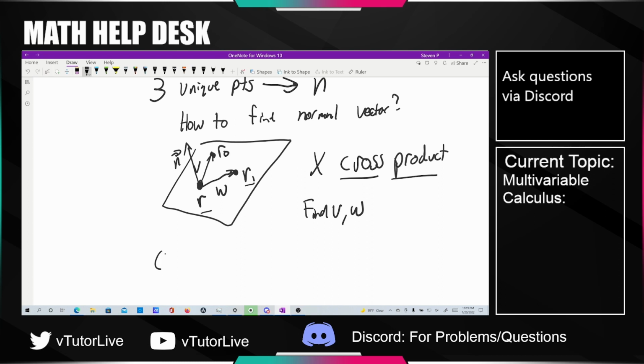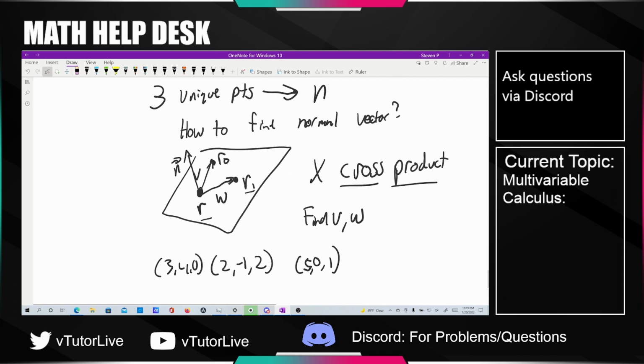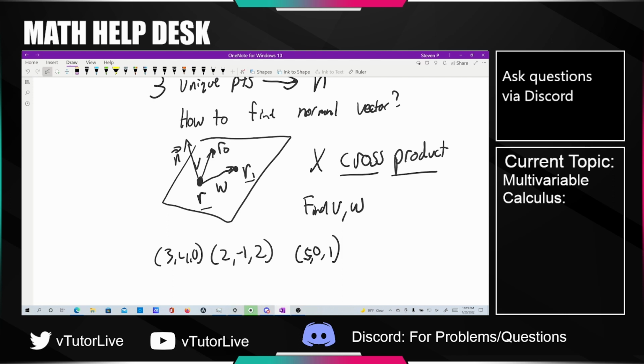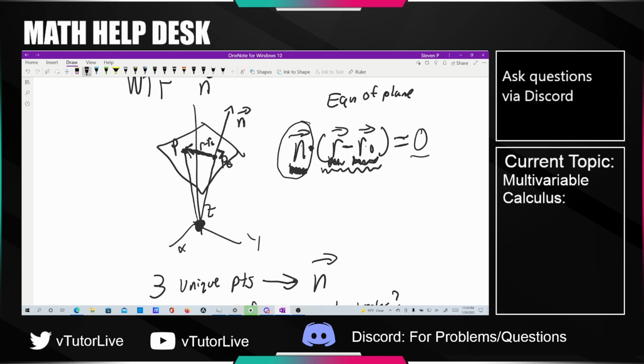So what did the problem say? 3, 4, 0, and 2, -1, 2, and 5, 0, 1. Take any 2, figure out your vectors, and get me a cross product. That cross product is the normal vector. And then just take any of the 2 points to get a vector that lies in the plane, dot them together, and you're done.